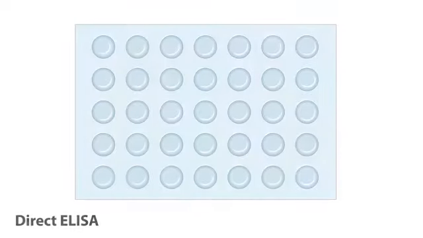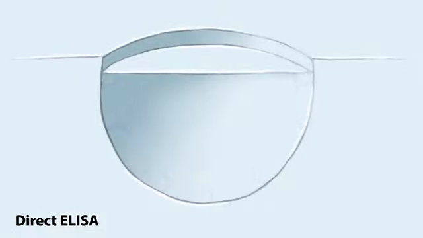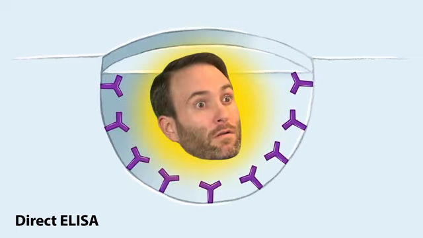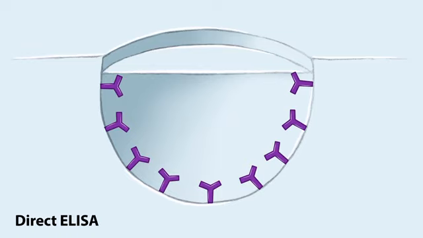The first way is called a direct ELISA, because you're looking directly at the patient's blood to see if a particular antigen is present. So you have a microtiter plate with a bunch of wells in it, and affixed to the surface of the wells are antibodies against the antigen you're looking for. Let's call it Lewis virus. So the wells are coated with antibodies against the Lewis virus antigen.